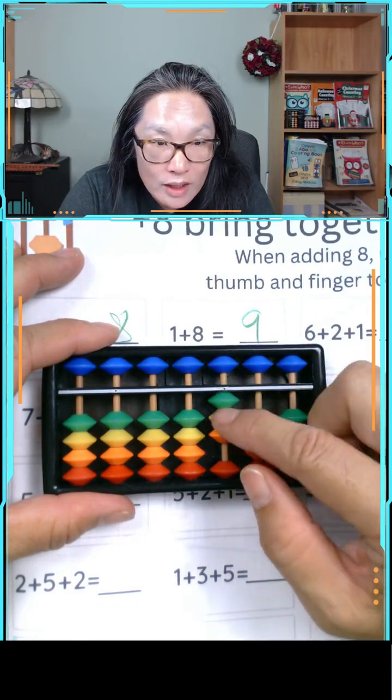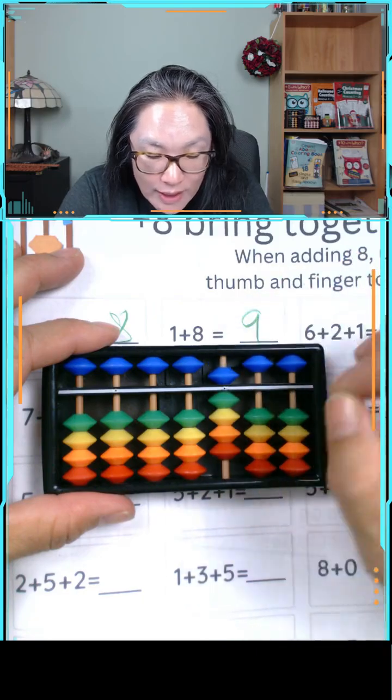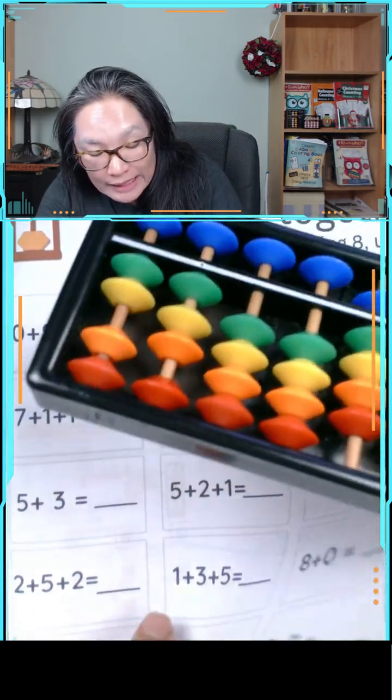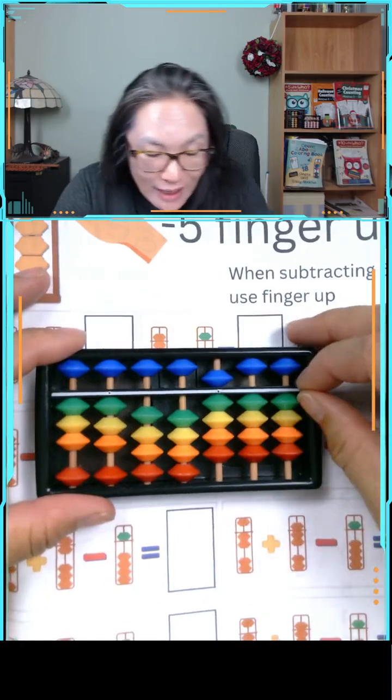If I had 1 on the abacus like this, I want to add 8. Again, it's 1 bead on top, 3 beads on the bottom, and you add the 8. So my final answer is 9. And that's it. That's it. So if you know how to add, you know how to subtract.